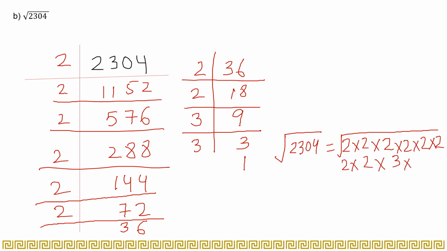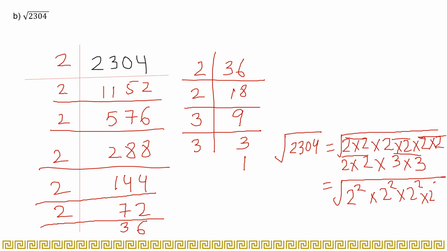and 2 threes, right? Now again pairing these numbers, right? How will you write it? In index notation, you will write it as 2 square multiplied by 2 square multiplied by 2 square multiplied by 2 square multiplied by 3 square, right? Now separately applying root over every number: root of 2 square multiplied by root of 2 square multiplied by root of 2 square multiplied by root of 2 square multiplied by root of 3 square, right?